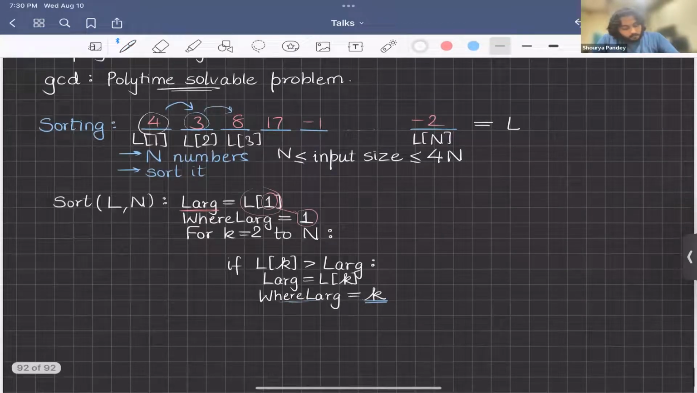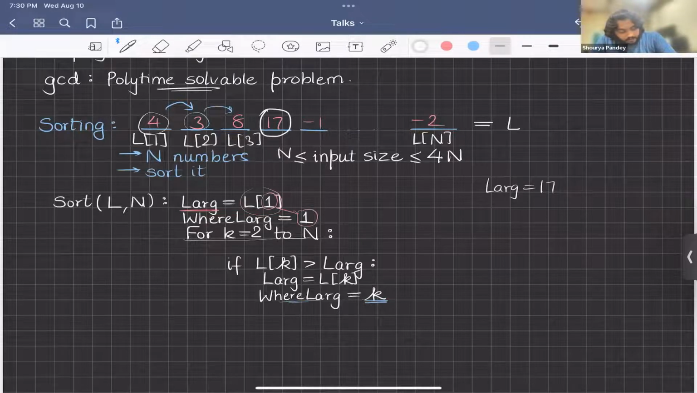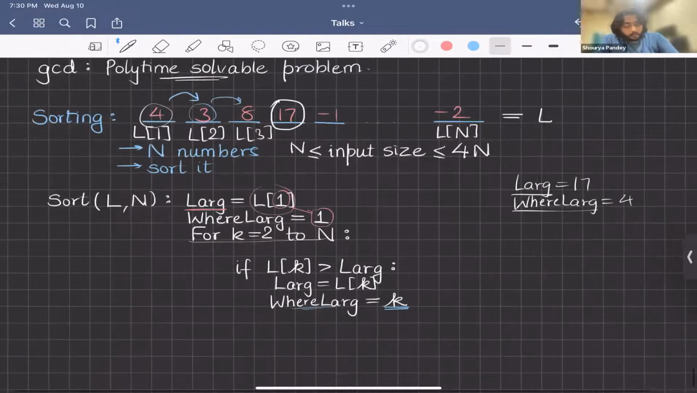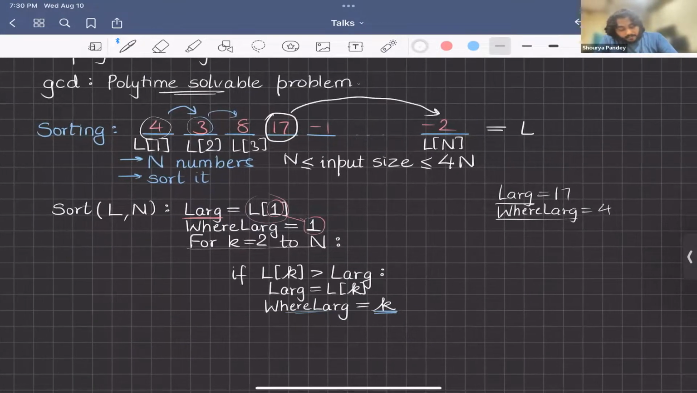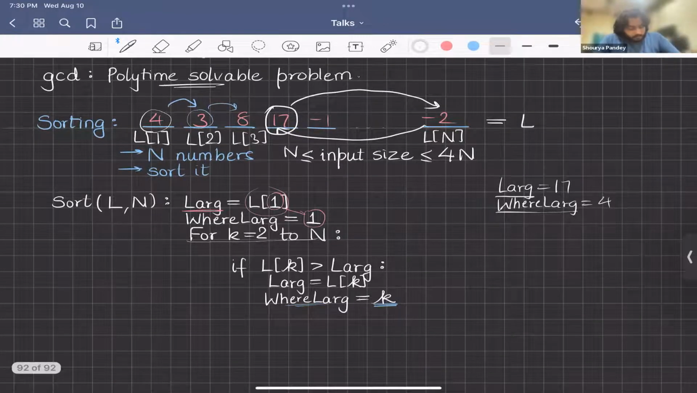And after I've done this, so now let's say I know that large is 17 at the end of everything, and I know that where large is 4. So I have this information, right? So since I have this information, what I do is I bring this here and bring this here, right? So I sort of swap those elements. And swapping is easy, right?